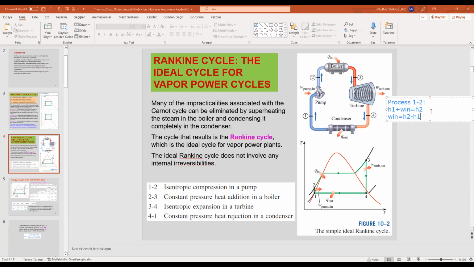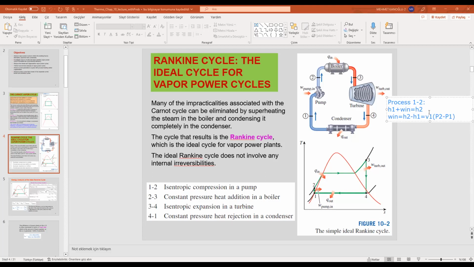But when we analyze work input to the pump, we don't know H2 normally. It is difficult to determine H2. H1 is easy to determine because the inlet state to the pump is considered as saturated liquid, as you can see in the TS diagram. But we don't know H2. So an easy way of determining work input to the pump is remembering that this operation is isentropic. We can use this relation, v(P2 minus P1).